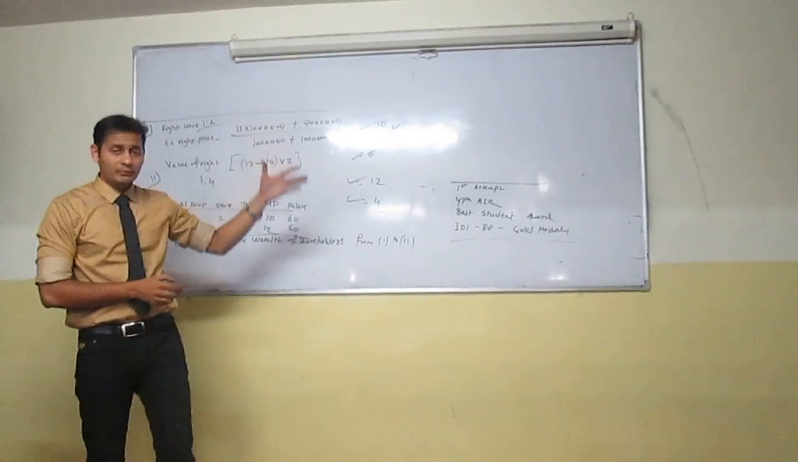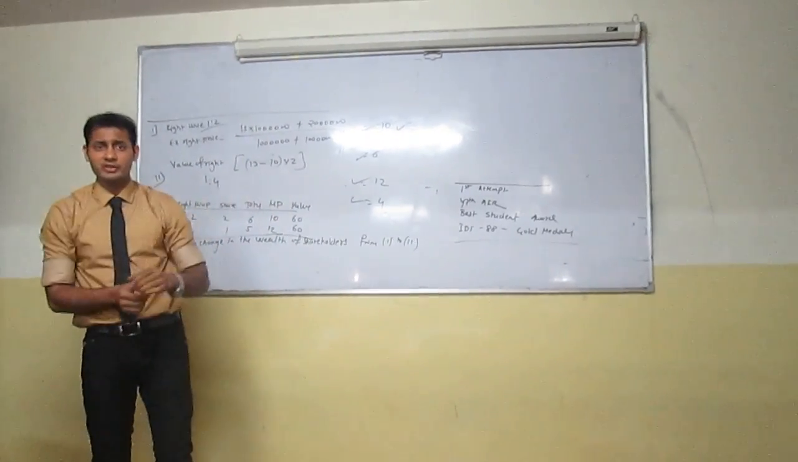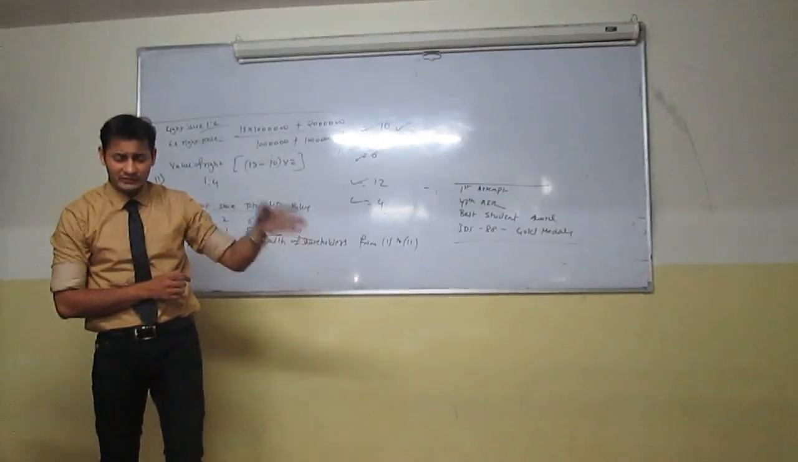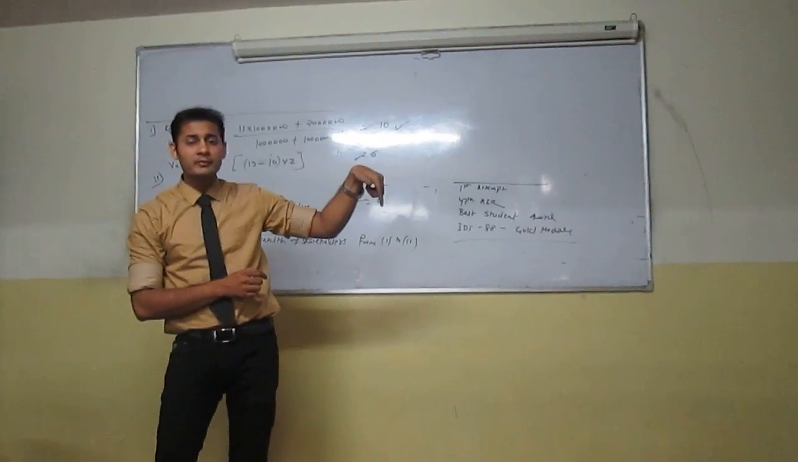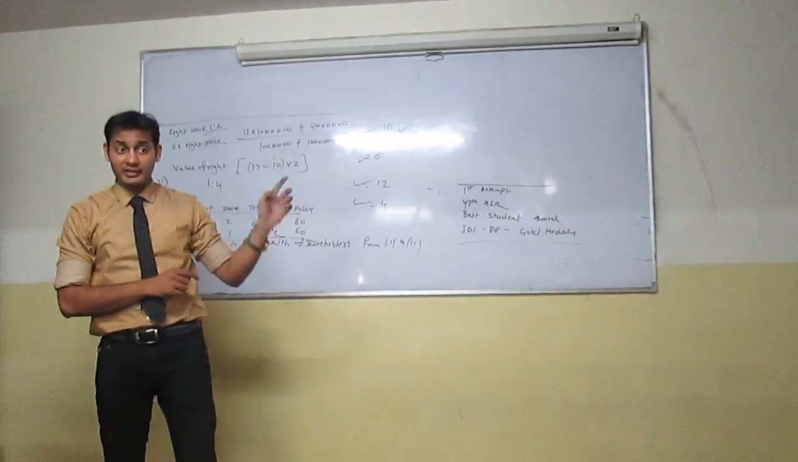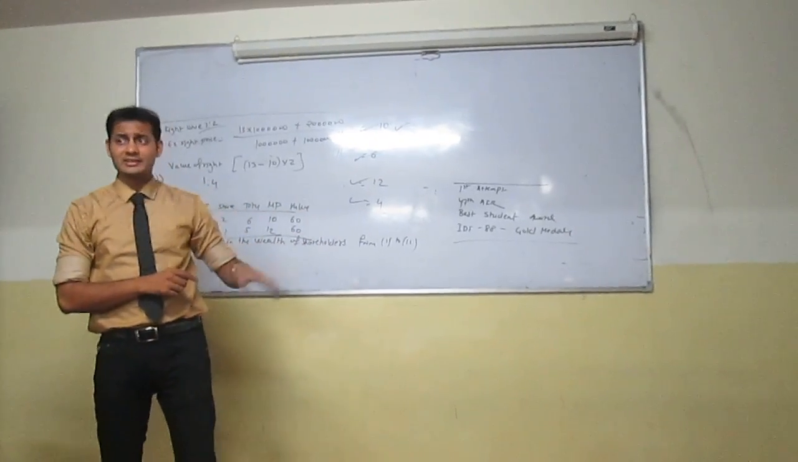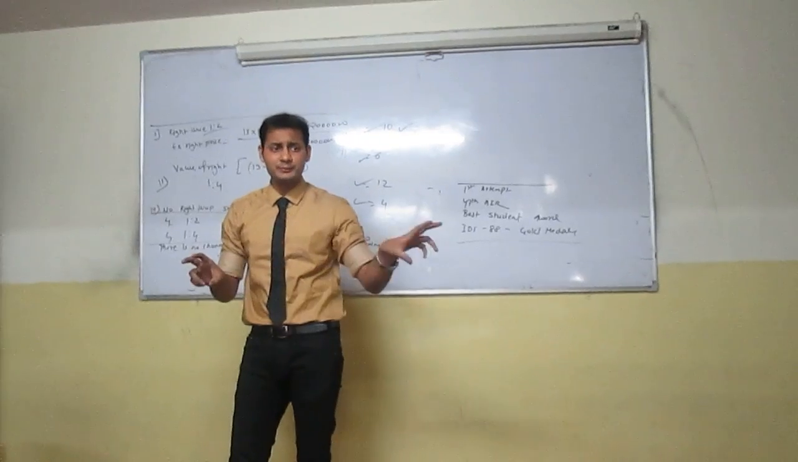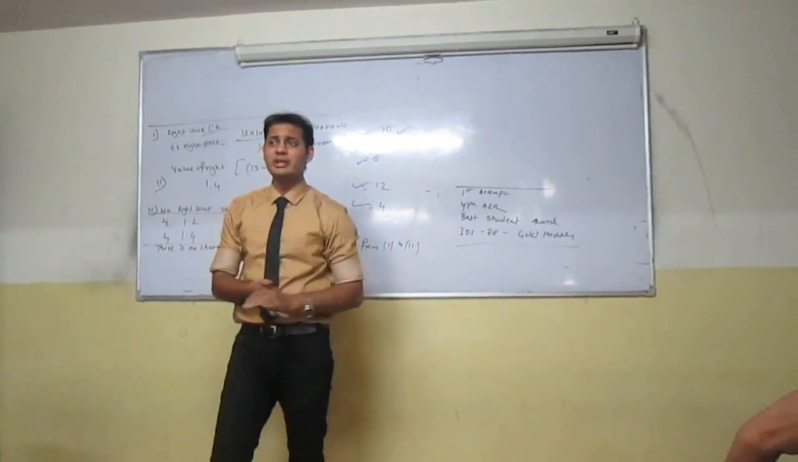Now three portfolio evaluation measures. First is the Sharpe ratio, Treynor ratio, Jensen alpha. Sharpe ratio: Ri minus Rf divided by standard deviation. Treynor ratio: Ri minus Rf divided by beta. And Jensen alpha: actual minus required. Expected minus required.